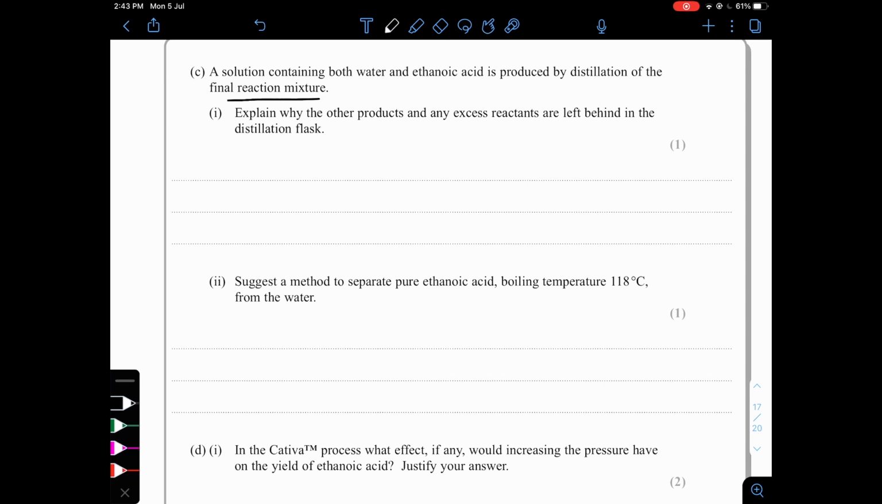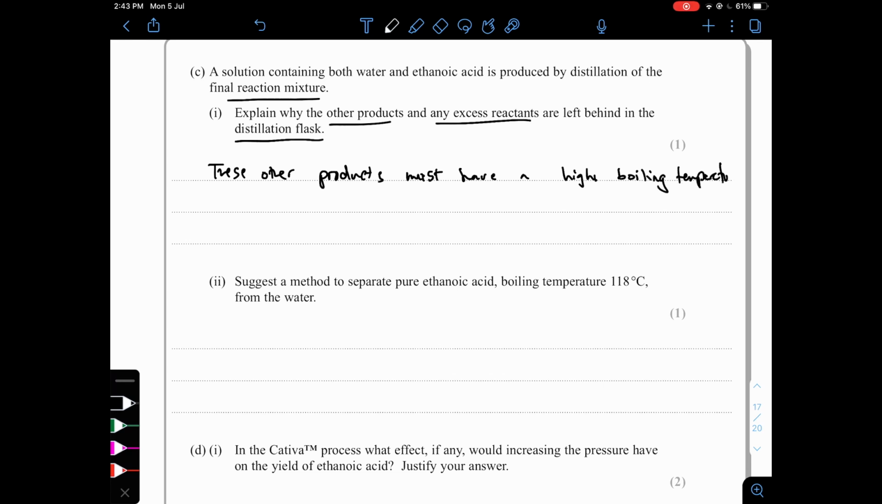A solution containing both water and ethanoic acid is produced by distillation in the final reaction mixture. Explain why the other products and any excess reactants are left behind in the distillation flask. If we have distilled it, that means these other products and excess reactants must have a high boiling temperature, because we have applied heat already. High boiling temperature.